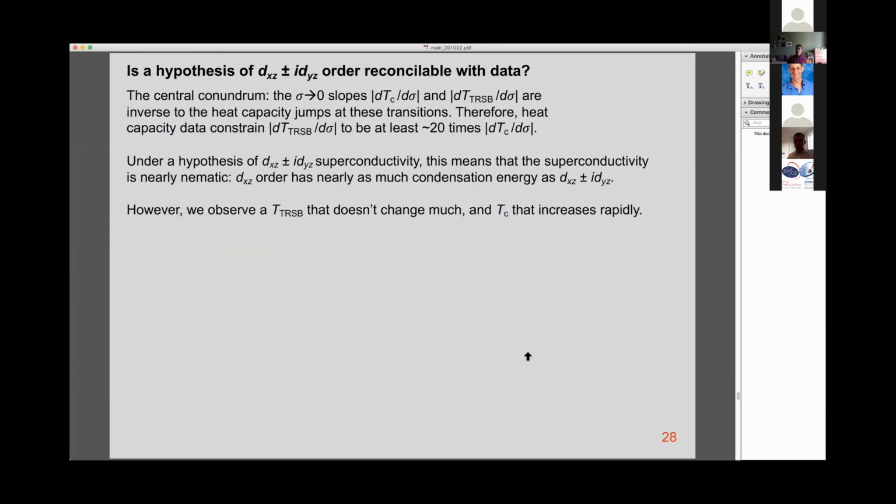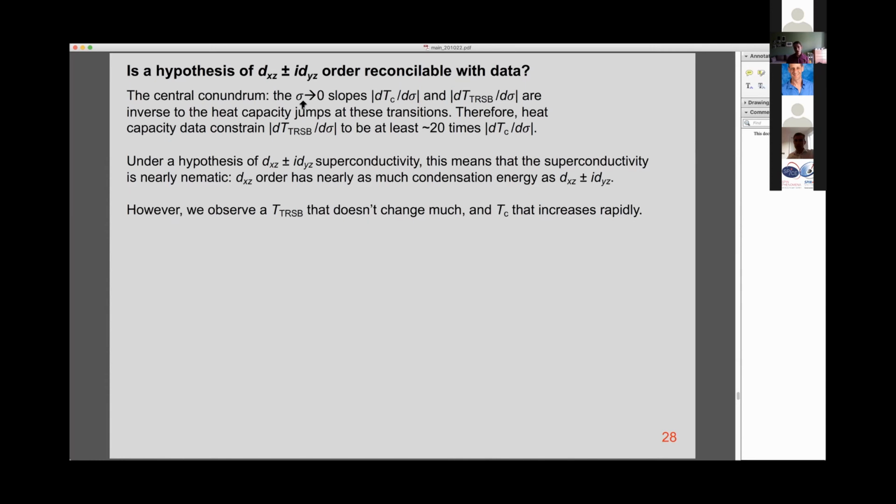So now the question: I'll spend about 5 more minutes trying to explain whether we can reconcile chiral order, in particular xz plus minus yz, with the data that we have seen. So the central conundrum is this.